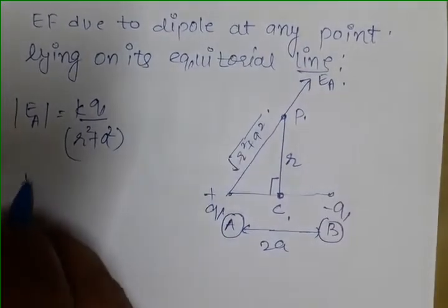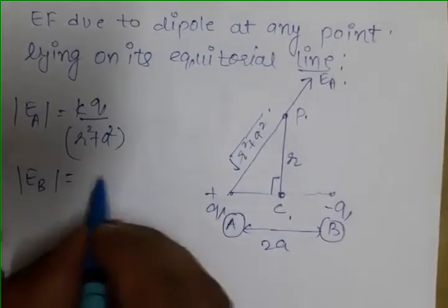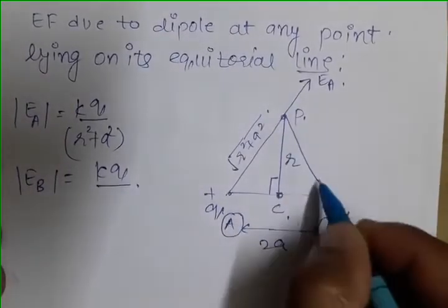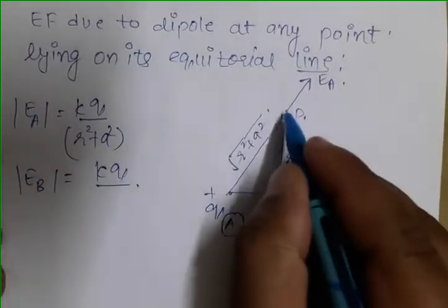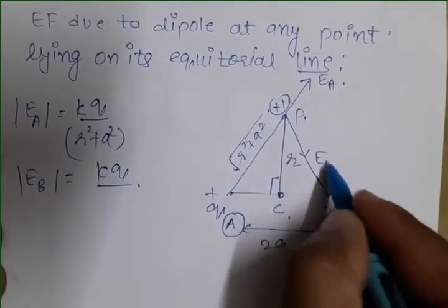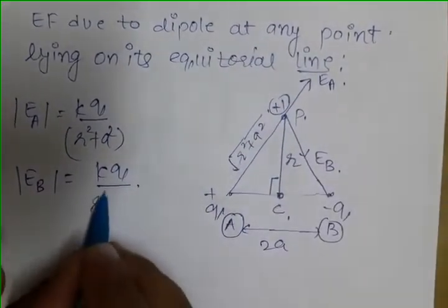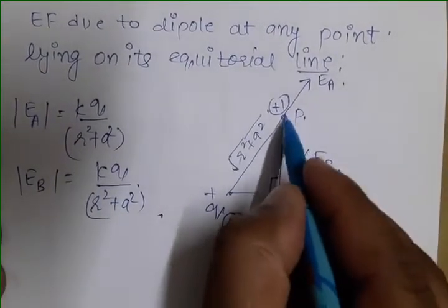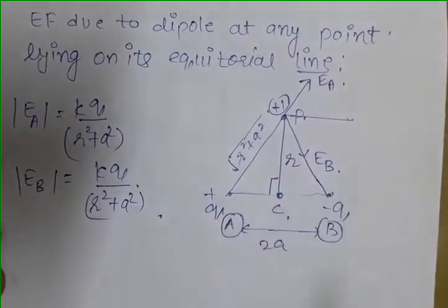Similarly, the electric field due to B will be kq upon, join this. If you join this, again the test charge plus is attracted toward negative, so the formula will be again the same. Now one side is this side, another is this side.